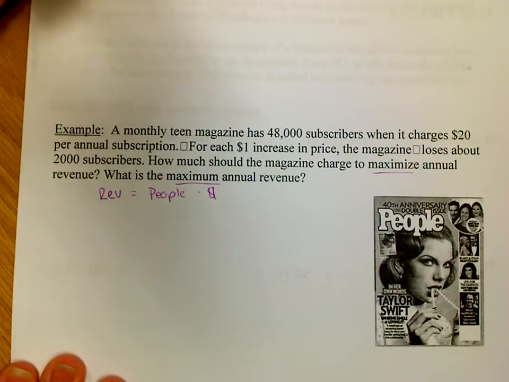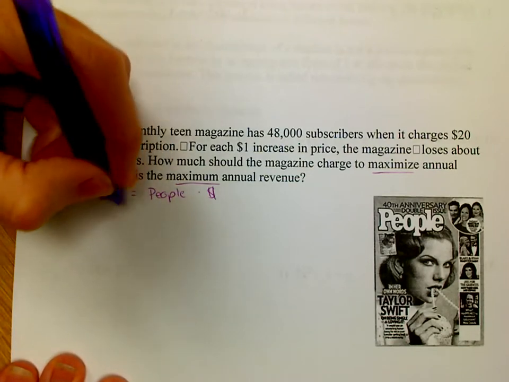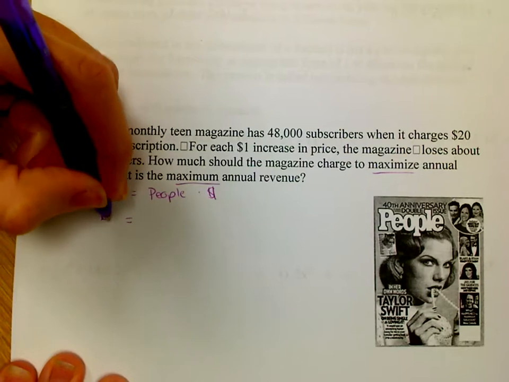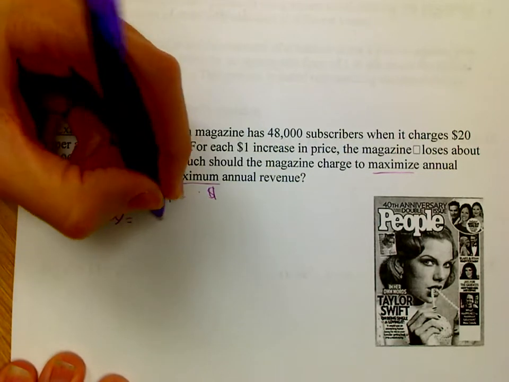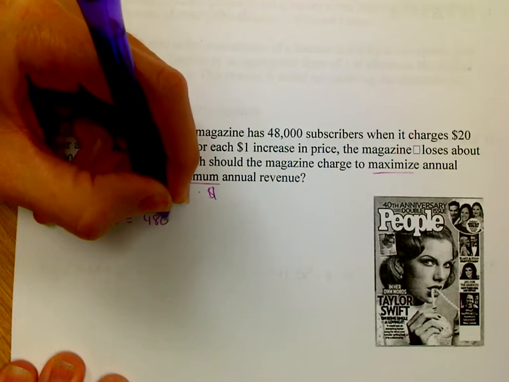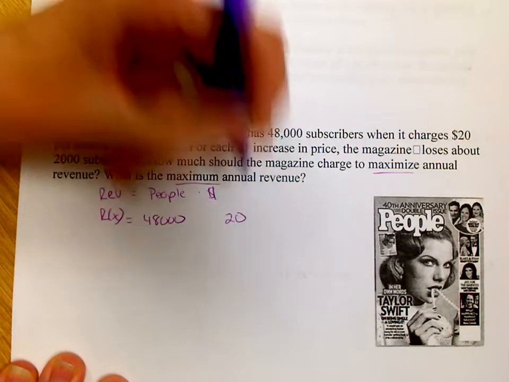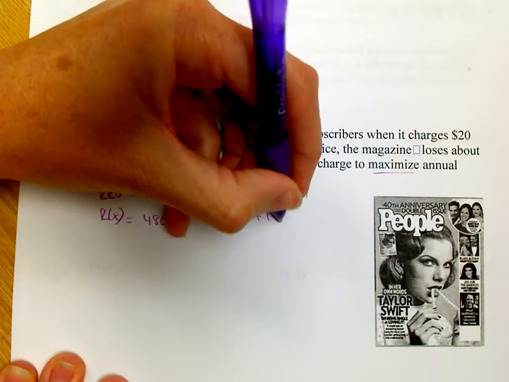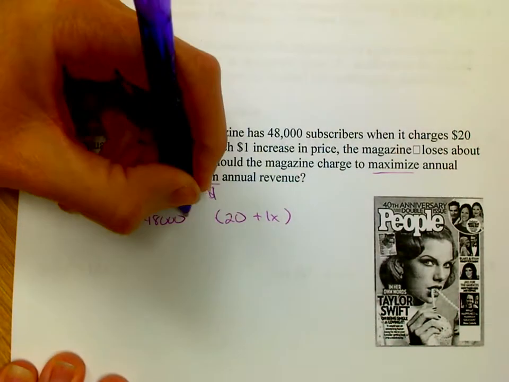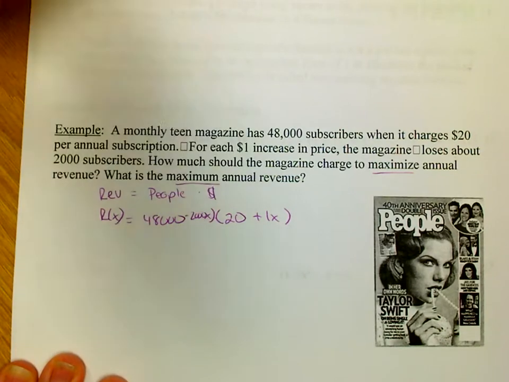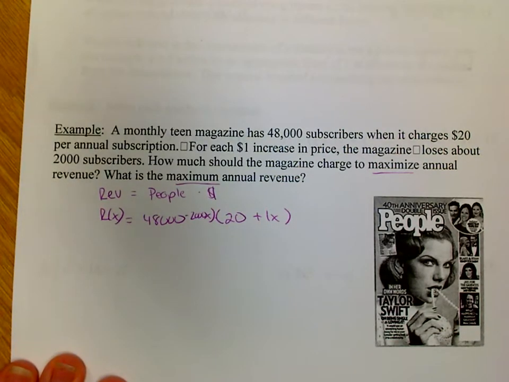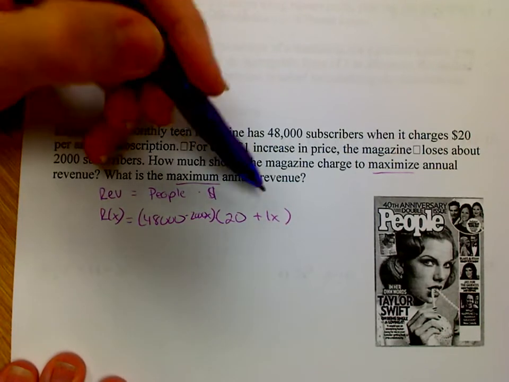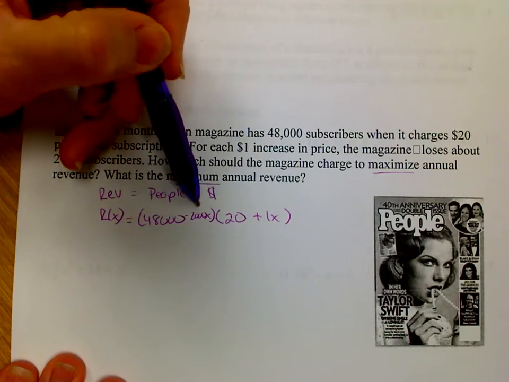However, they're wanting us to make some changes so we can find that maximum revenue that they could make. If we start with what we know right now, I'm just going to call our revenue function R of x. We know we have 48,000 people right now, and we know we have $20. What it says is for every $1 increase in the price, we will lose 2,000 subscribers. And so here is really what is happening with that description. So for every $1 increase, you lose 2,000 subscribers.